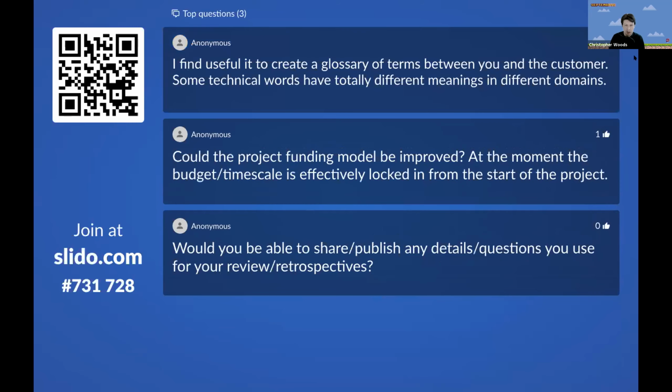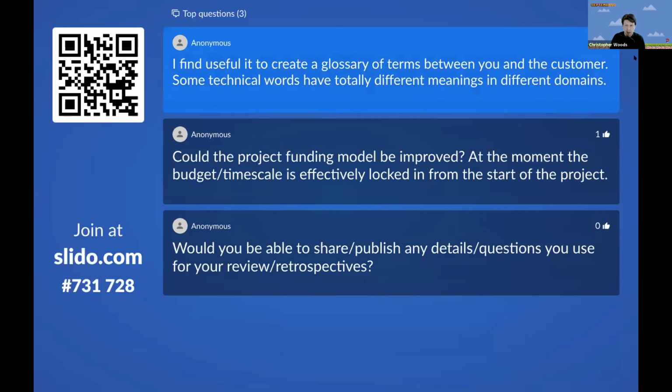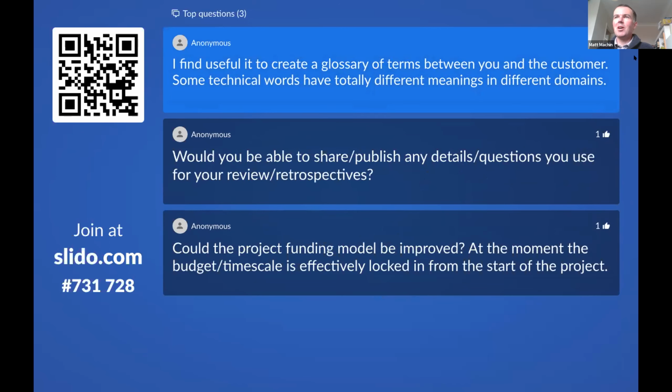Right. The next one is more just a comment, which I think is very useful. So I find it useful to create a glossary of terms between you and the customer. Some technical words have totally different meanings in different domains. Do you want to comment on that? Yeah, I completely agree with that. And that's one of the things actually that we're increasingly doing in a number of our projects where we're trying to take a team science approach. And a glossary of terms to bridge that language barrier is really important, because something like the term model could mean a very different thing to a data scientist compared with a software engineer.